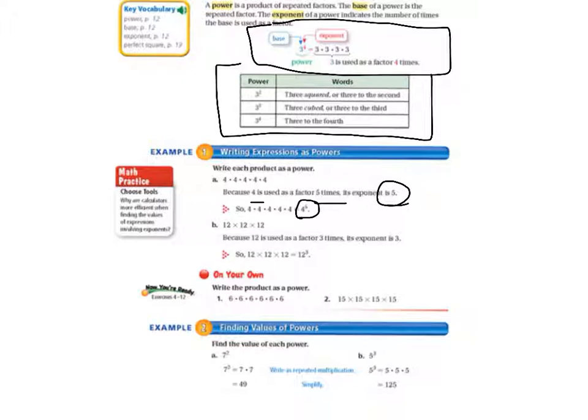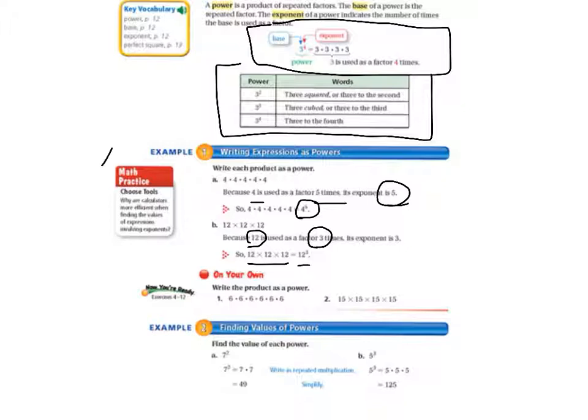And let's look at example 1b. 12 times 12 times 12. 12 is the base because 12 is used as a factor 3 times. 3 is the exponent. So 12 times 12 times 12 equals 12 to the third power. So that's how we write that. So start thinking in those terms. 4 is the base, 5 is the exponent, 12 is the base, 3 is the exponent.